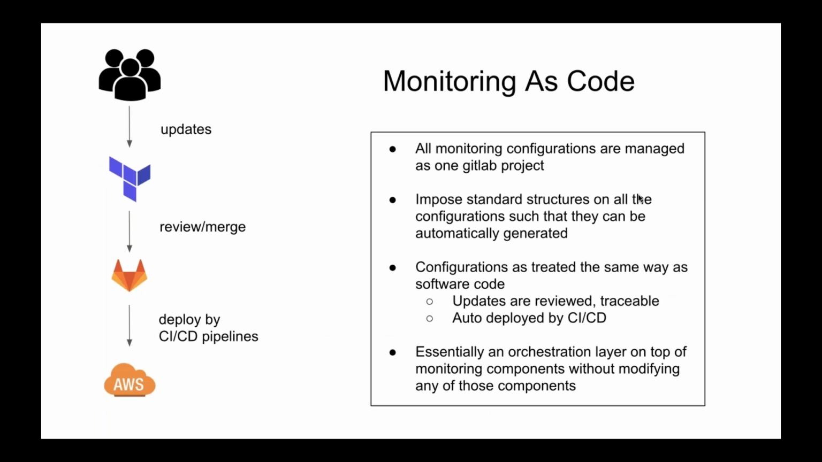So to recap the principles in this project, this project is called monitoring as code, in the sense that we're treating configurations as the same level of citizen as code. They're also first-class citizens. All monitoring configurations are managed as one GitLab project. And then on top of that, we impose standard structures on all the configurations such that they can be automatically generated. The configurations are treated the same way as software code, first-class citizen.